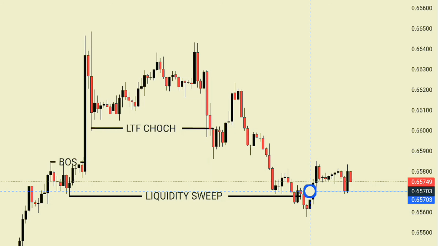After the sweep, price returns into our marked point of interest. This area is a strong demand zone aligned with the imbalance and order block on the chart. The point of interest acts as the exact location where institutional orders are resting. You can see the market tapping this zone, rejecting it cleanly, and giving us confirmation that buyers are stepping in again.